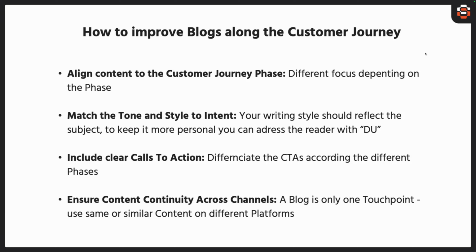And our last point to improve blogs along the customer journey is to ensure that there is content continuity across the channels. Blogs are not the only touch points. They are a very important touch point because you can use them along the entire customer journey, but you also need to have the same content on different platforms. For example, you can post on social media about the blogs. You can also build trust with the customer through social media. So it's important to have the same content also on different platforms.